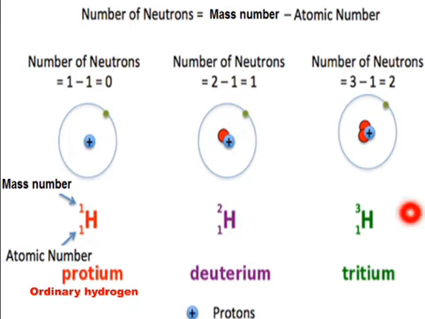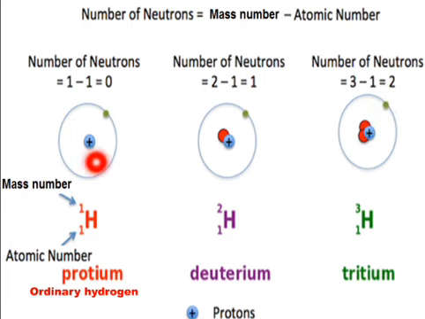Now let us see the third isotope of hydrogen, that is tritium. It has atomic number 1 but mass number 3. So by subtracting atomic number 1 from mass number 3, we get 2 neutrons in the nucleus of tritium. So name the isotope of hydrogen that contains 2 neutrons in its nucleus, that is tritium.